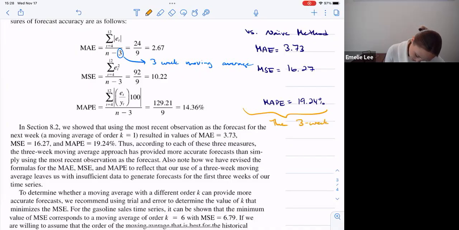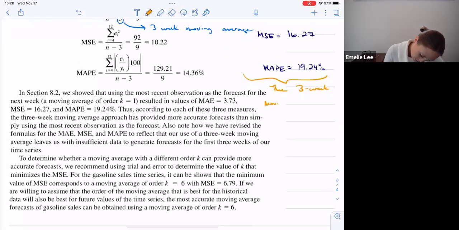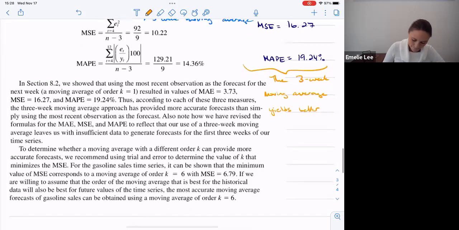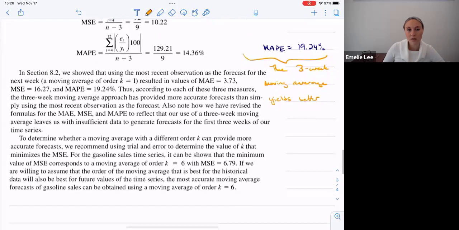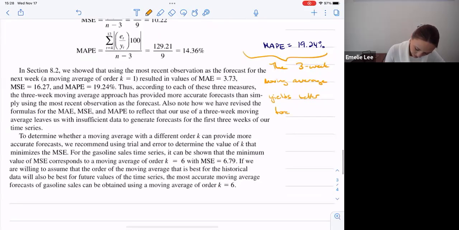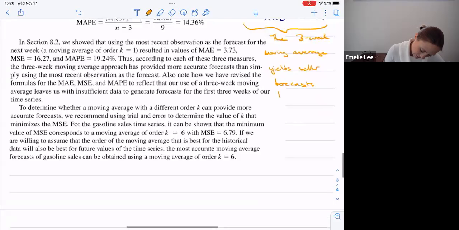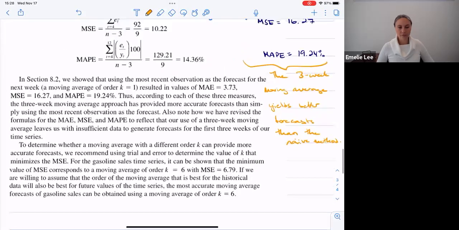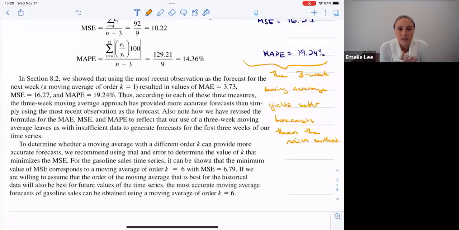The 3-week moving average yields better forecasts, right? Better forecasts than the naive method. For example. So that's what you would do, right? It becomes a lot of different models. And so you want to name them all something different, and then you want to be able to compare them.